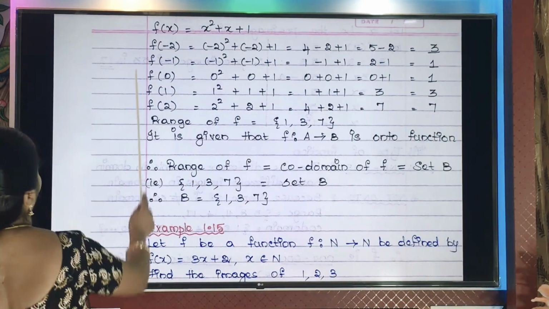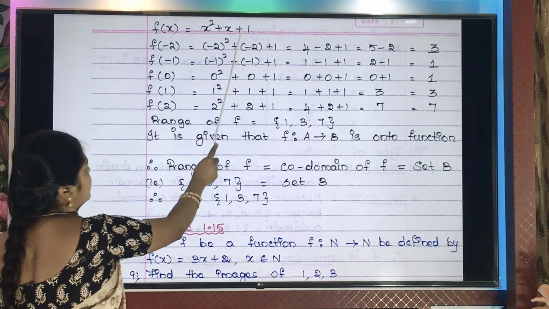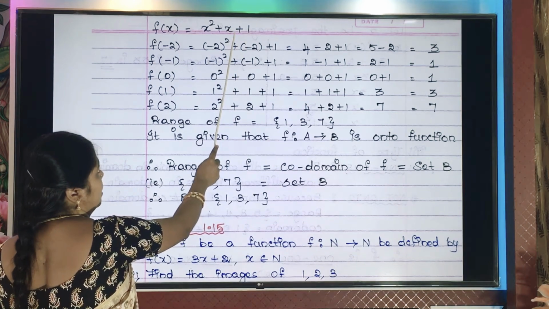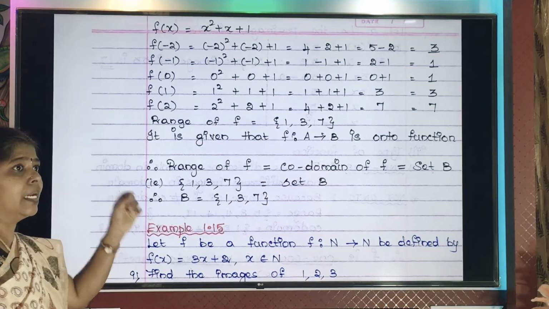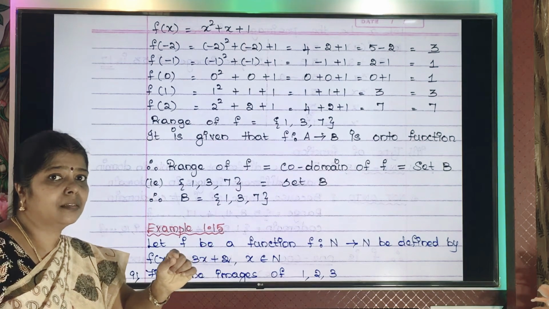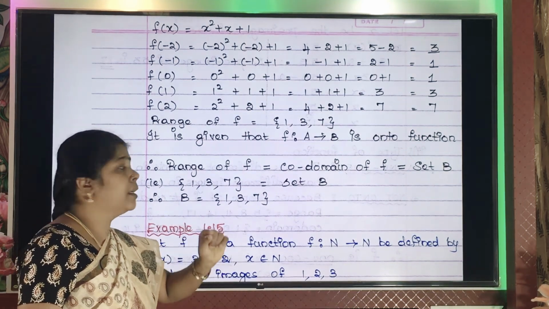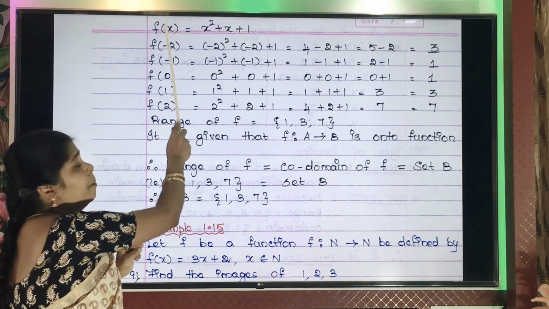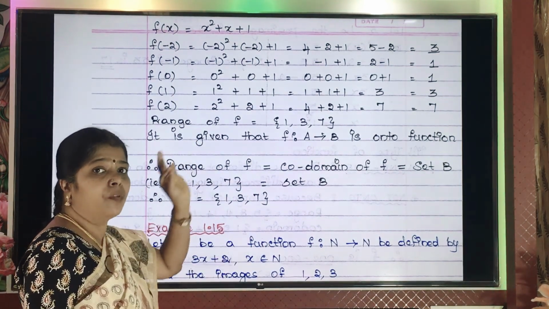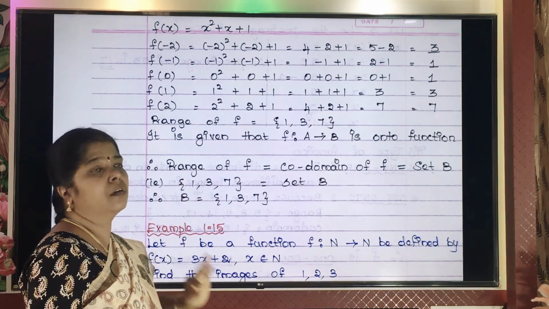See here, I have written f of x equal to x square plus x plus 1. This is the given function. In set A they have given some elements, isn't it? We need to take each of those elements and substitute it in the place of x.